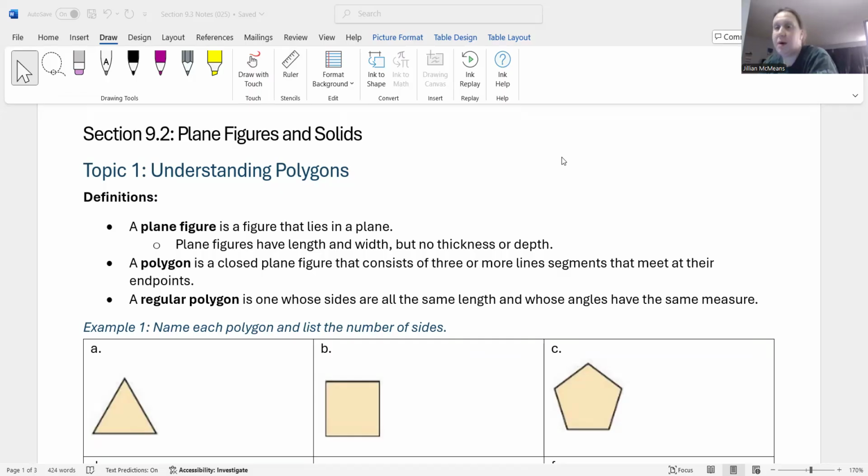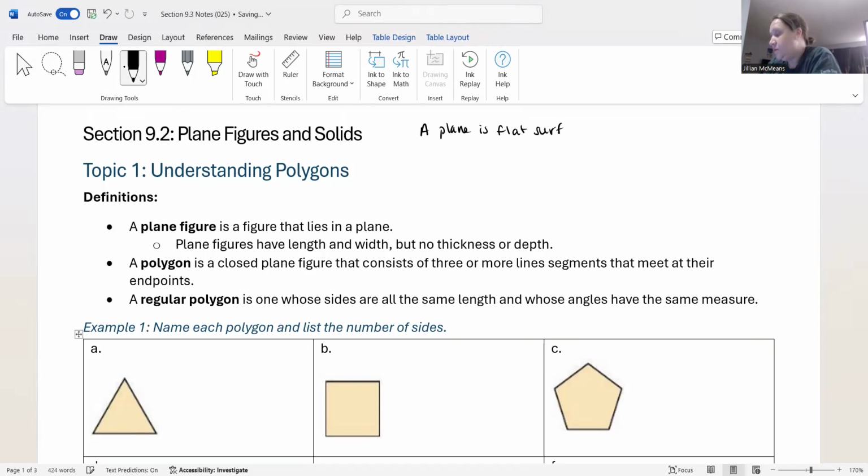For this section, we're going to talk about plane figures and solids. And before we dive into this too much, I want to remind you of what a plane is. So a plane is a flat surface that extends indefinitely. It'd be cool if I could spell, huh? Indefinitely. Okay, so what we need to understand is this doesn't extend in every single possible direction indefinitely.